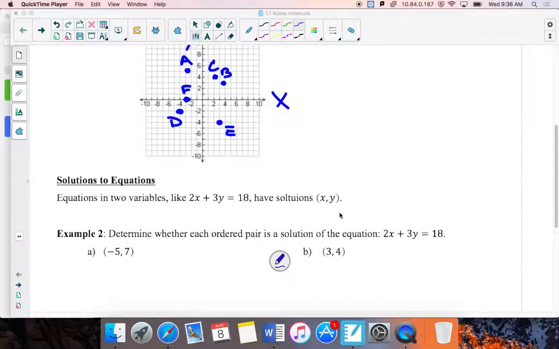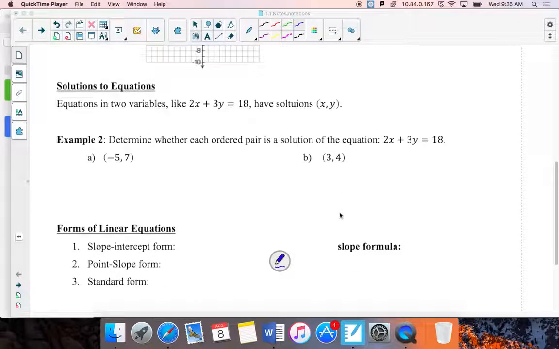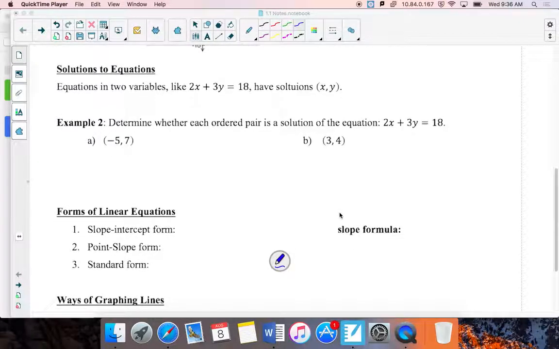All right. If we have two variables in an equation, so you can see this 2x plus 3y equals 18, it has an x and a y in it, we know that we're looking for solutions that have an x and a y in them. So for this second example, we're going to determine if (-5, 7) is a solution to that equation.